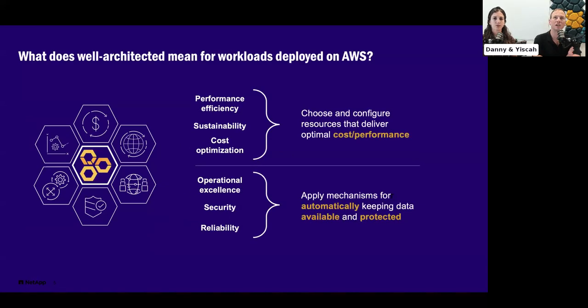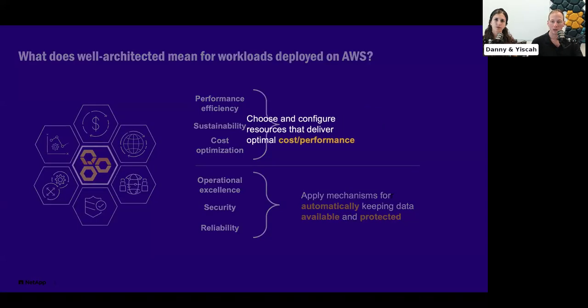And these can be roughly divided. We can choose and configure resources to deliver our optimal cost performance, to spin a few knobs and make sure that our performance is efficient, that we don't overspend, meaning that our cost is optimized. And we also need to apply mechanisms to keep ourselves secure, reliable, and to excel in the way we operate our workloads, which also saves human hours, saves time, tears, etc.